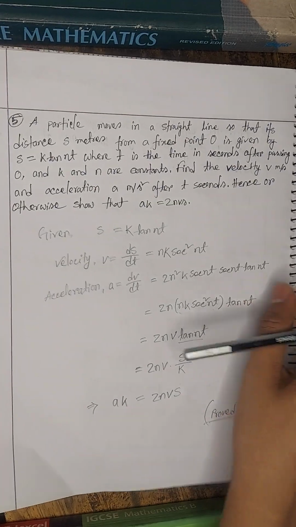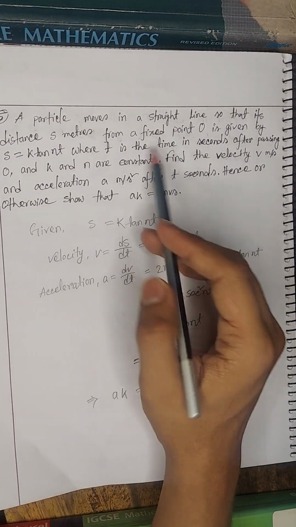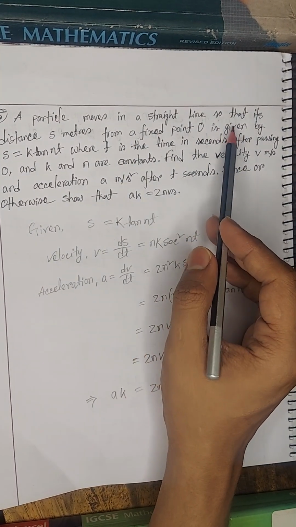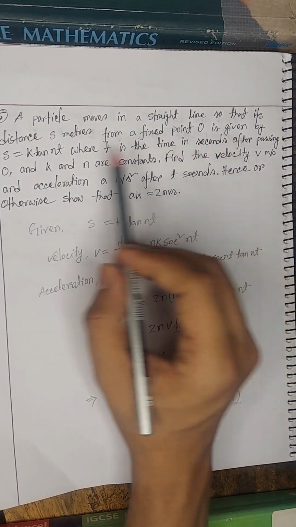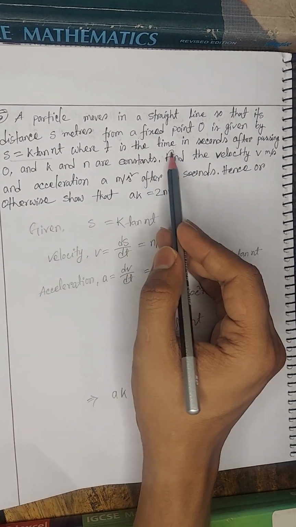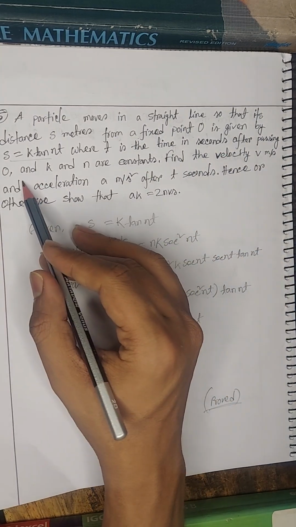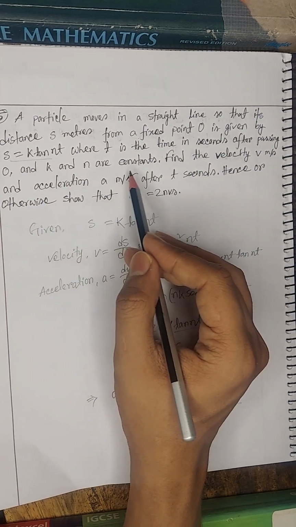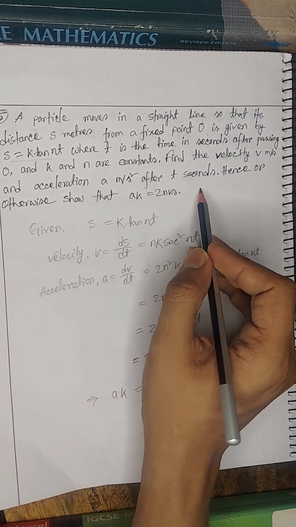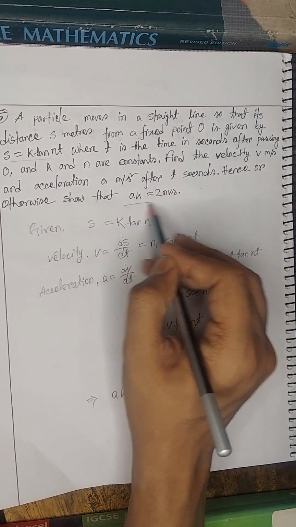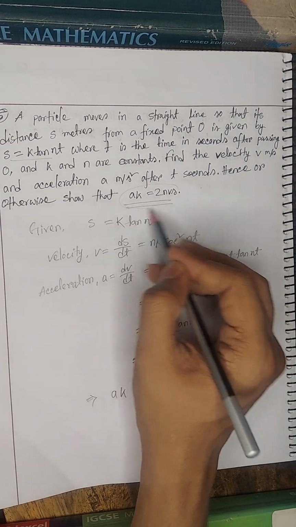Now for the last problem, we are given a particle moves in a straight line so that its distance s meters from a fixed point O is given by this equation, where t is the time in seconds after passing O, and k and n are constants. We have to find the velocity v and acceleration after t seconds, and then we have to prove this expression.